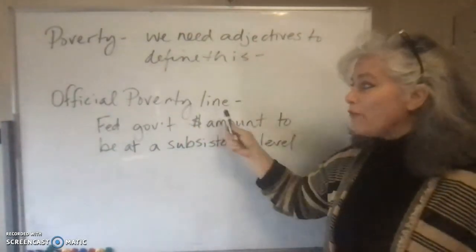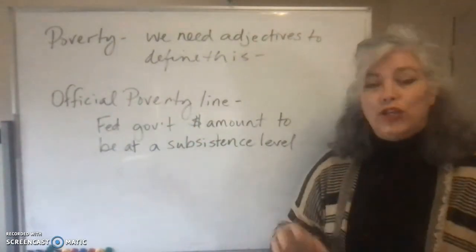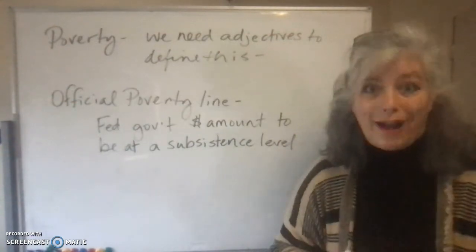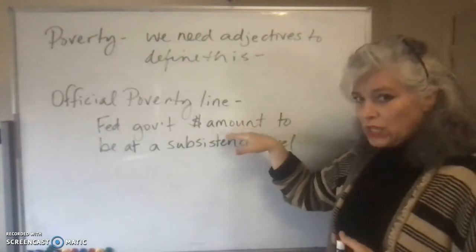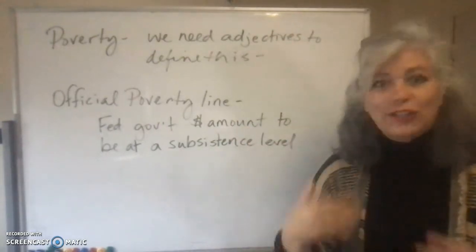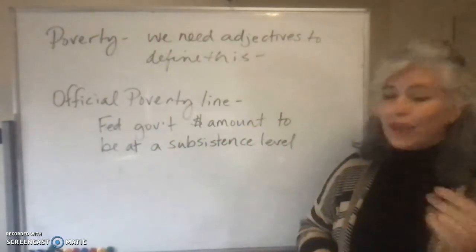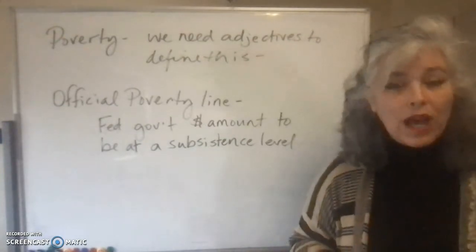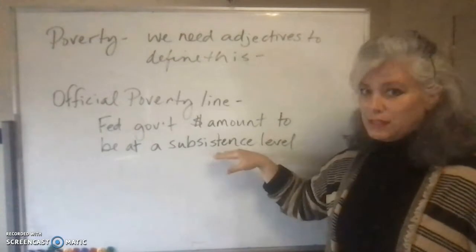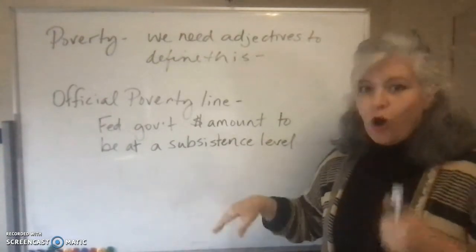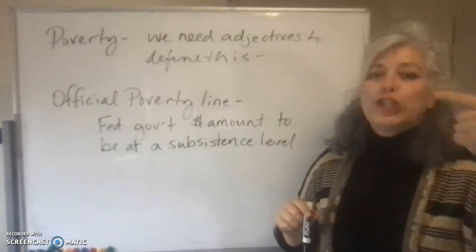So this official poverty line that is calculated using a formula that would make your algebra teacher blush, this official amount does not include your telephone. It does not include TV or Netflix. It does not even include electricity, really. It includes subsistence level, which is food, water, shelter.